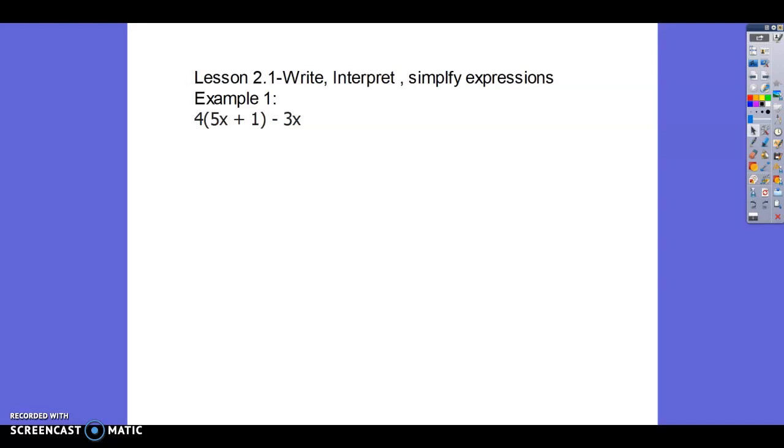Hey guys, we're still on lesson 2.1, Write, Interpret, and Simplify Expressions. So I want to go over a few examples just to make sure that you understand how to do distributive property and combining like terms.